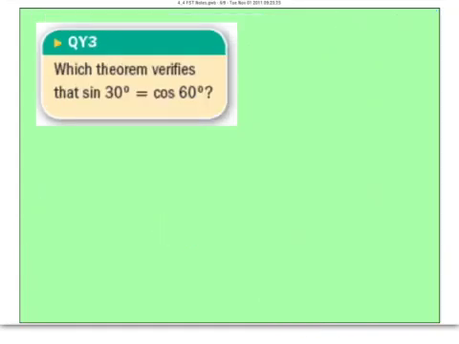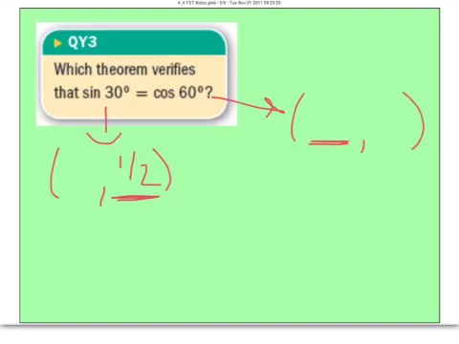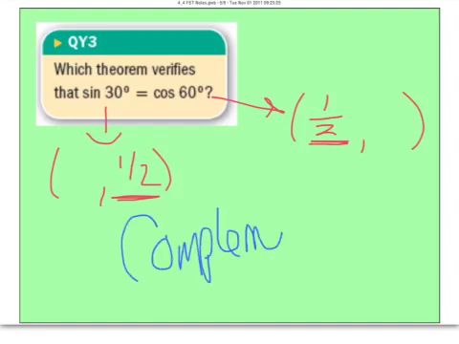Here's a quick review question from section 4.3. Which theorem verifies that the sine of 30 degrees, which we were talking about, the answer to that is 1/2, is equal to the cosine of 60? Cosine is the x movement. The cosine of 60 is 1/2. What theorem is that, folks? We mentioned it earlier. It's the complements theorem. It tells us that that is the case.